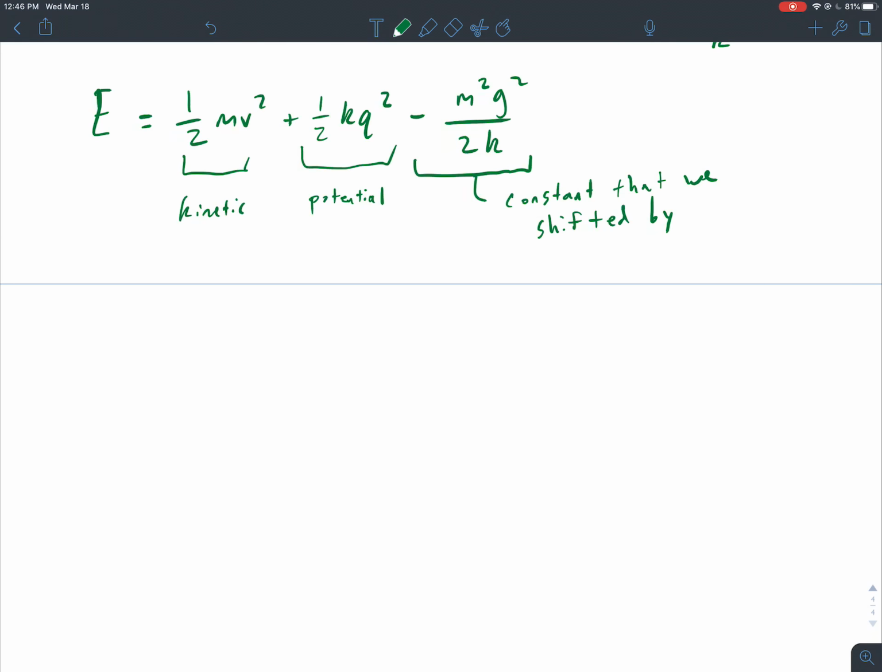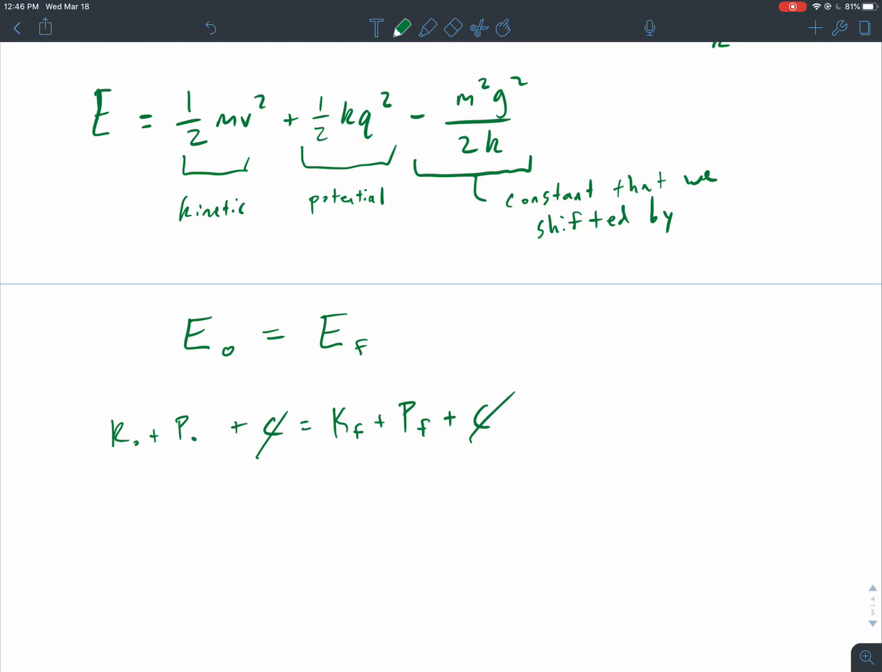However, this constant we can end up dropping, because we're going to do energy conservation. So anytime we analyze this problem, our initial energy is going to equal our final energy, and this constant is going to be the same on both sides. So you're going to have your kinetic plus your potential plus this constant equals your final kinetic plus your final potential plus that same constant. Those constants are going to cancel out.